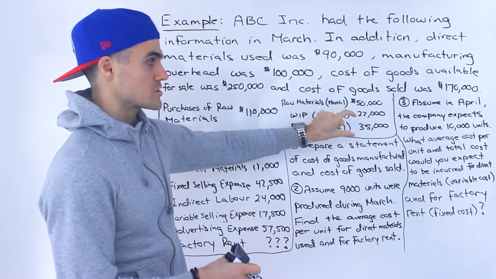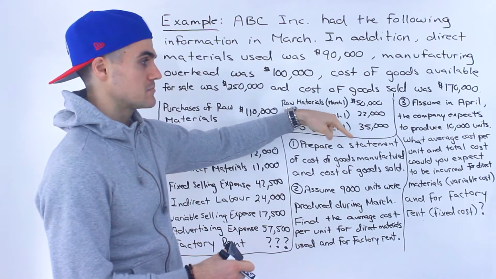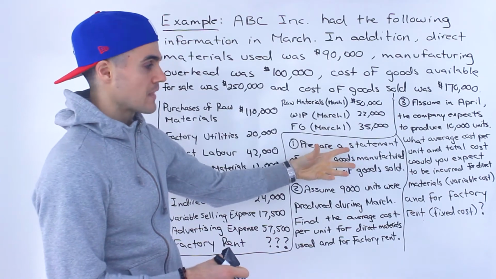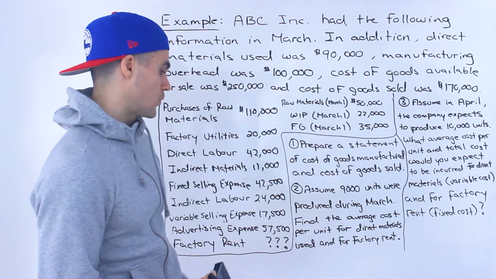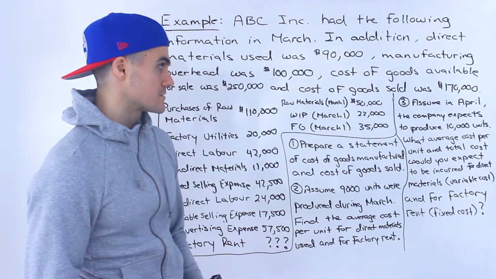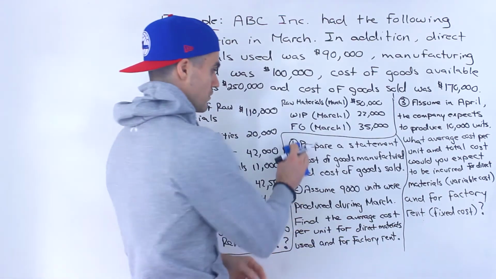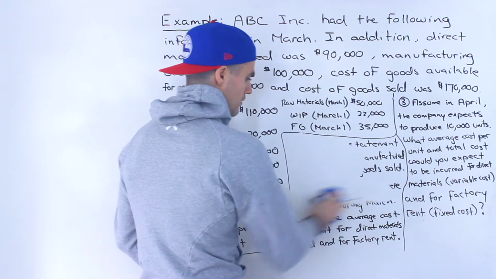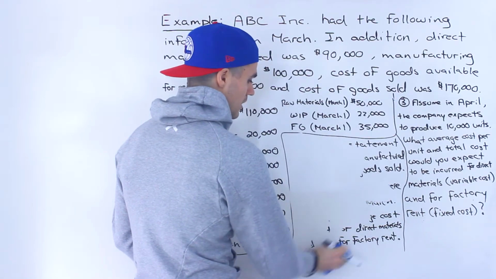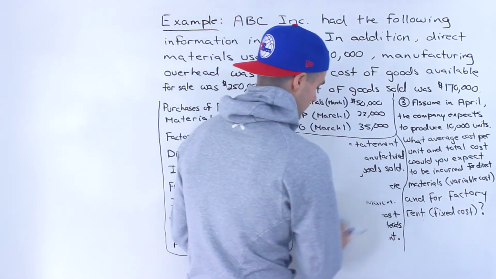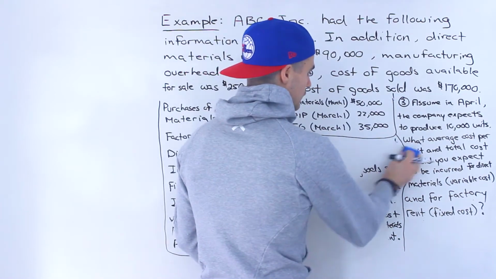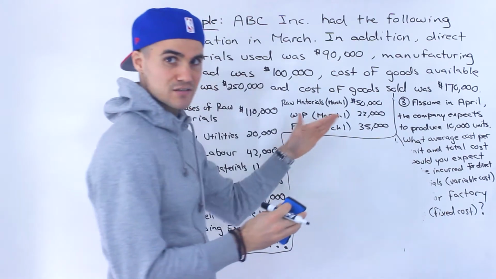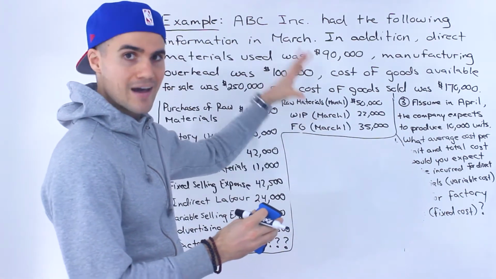And then what average cost per unit and total cost would you expect to be incurred for direct materials, which is a variable cost, and for factory rent, which is a fixed cost. All right, so starting with number one here, let's prepare this statement of cost of goods manufactured first. If you're asked to find both statements, that's the better one to find first because it's the first one that comes up on that flow chart.